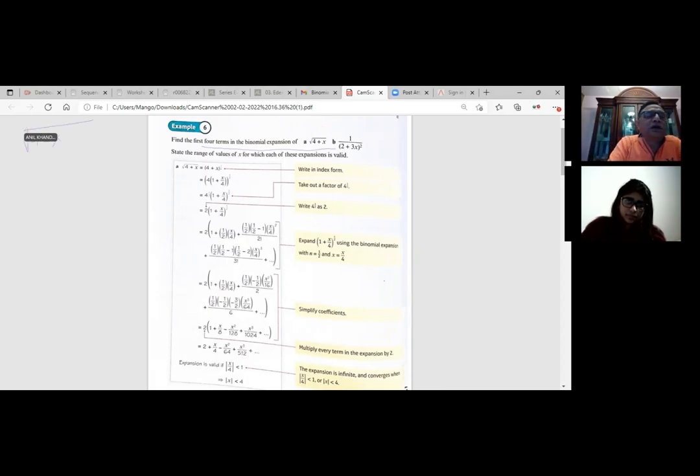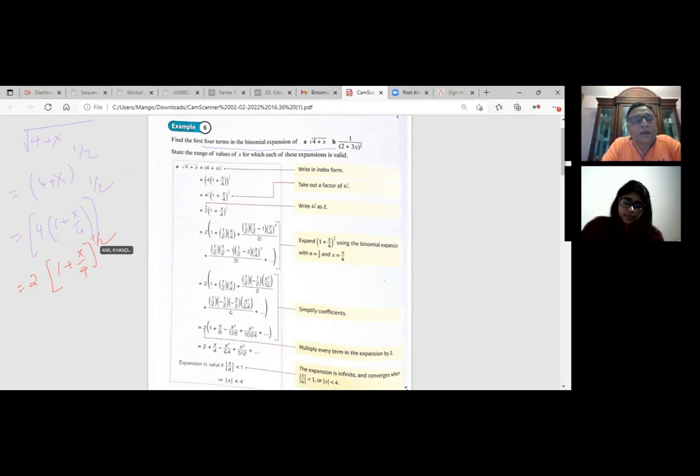Basically, you can write this as 4 plus x to the power of half, and then you can factor out 4 as you will normally do. When you expand this, of course, square root of 4 is 2, so I'll take this out, and we have 2 times 1 plus x over 4 to the power of half, correct?